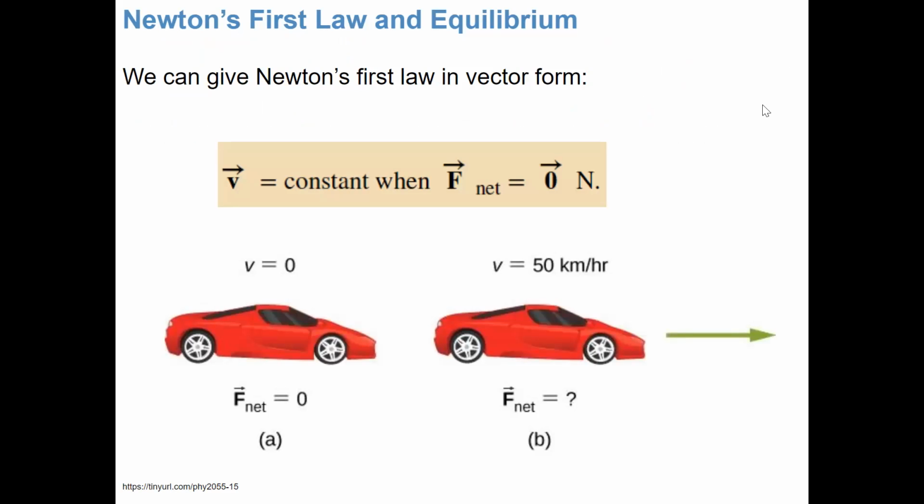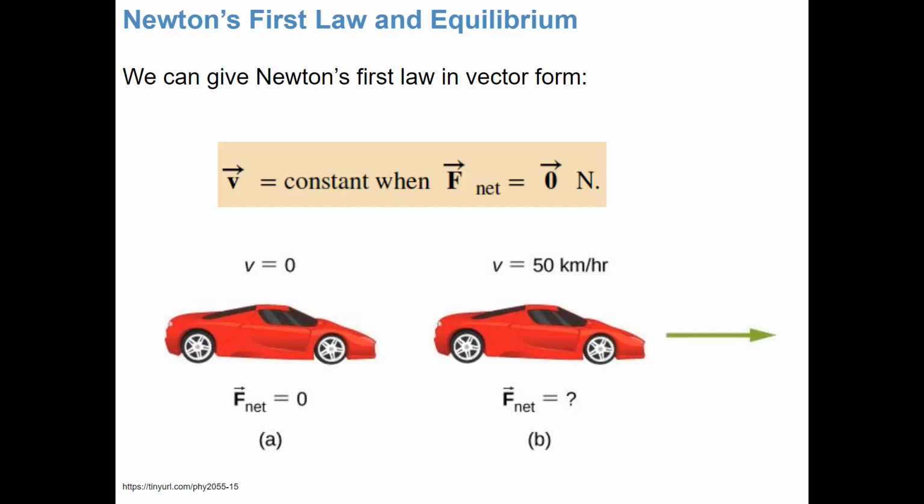All right. So if we put it into an equation, this is basically what Newton's first law of motion says. Velocity is equal to a constant when the net force is equal to 0, or there is no net force on the object. So either it's not moving at all, so its velocity is constant at 0, or it's moving with a constant speed in a line, say 50 kilometers per hour. If this is constant, then the net force should be 0.